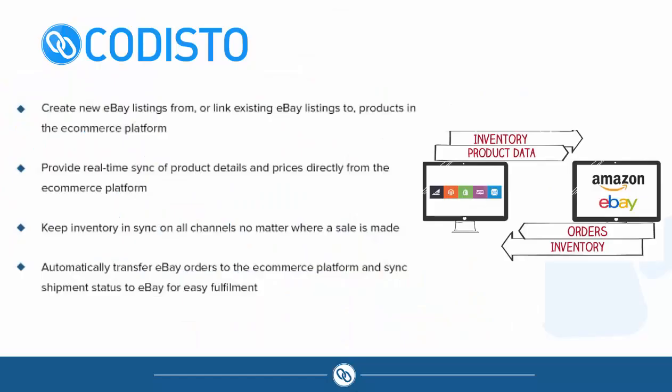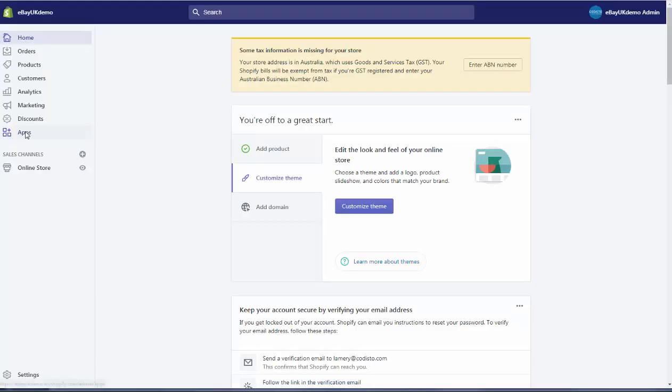As a high-level reminder of what Codisto does, you can use it to create new eBay listings or link existing eBay listings to products in your e-commerce platform. This maintains the sales history and the social proof of the listings. It provides real-time sync of product details and prices directly from the e-commerce platform. You can keep inventory in sync on all channels, no matter where a sale is made. And you can automatically transfer eBay orders to the e-commerce platform and sync the shipment status back to eBay for easy fulfillment.